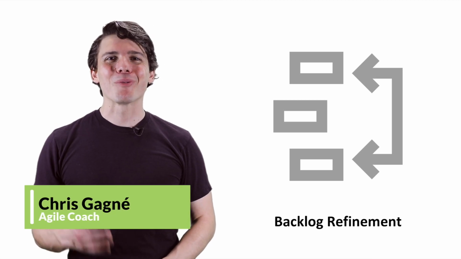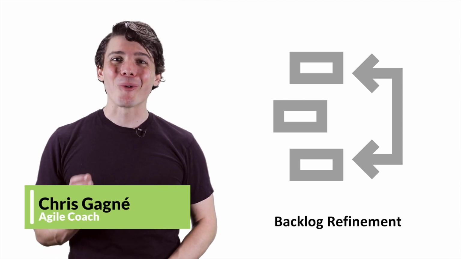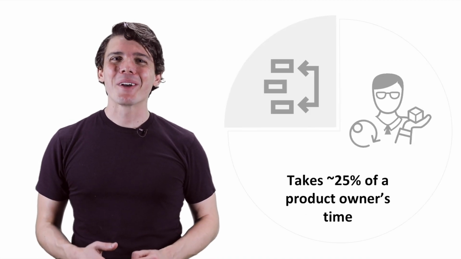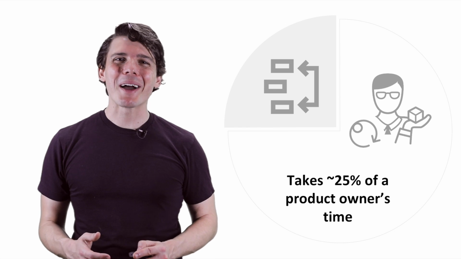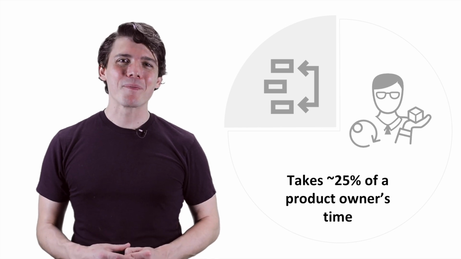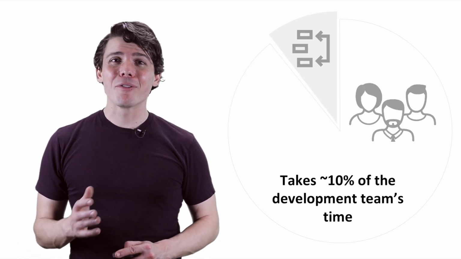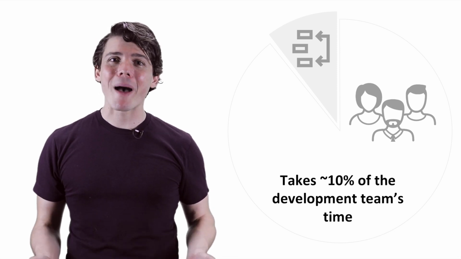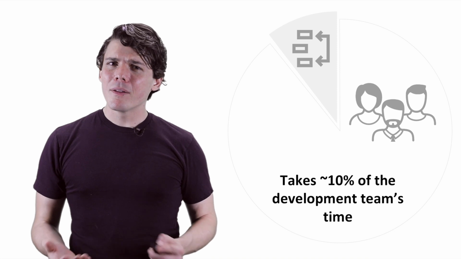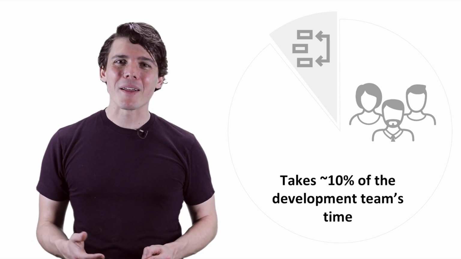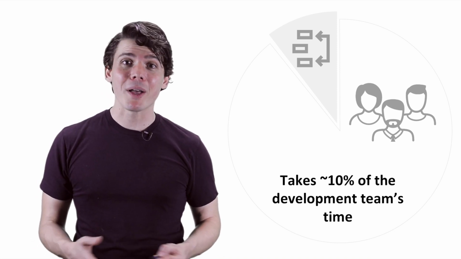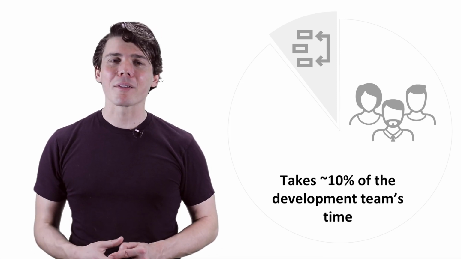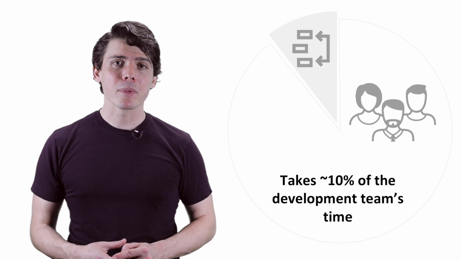Backlog refinement is the work of refining, estimating, and ordering items in the product backlog. As a product manager, I used to spend about a quarter of my time working on my backlog. The Scrum Guide suggests that the development team also spend up to 10% of their capacity supporting backlog refinement. This usually happens in regularly scheduled events such as backlog refinement and sprint planning, but it also occurs ad hoc, such as in a parking lot discussion after the daily Scrum.